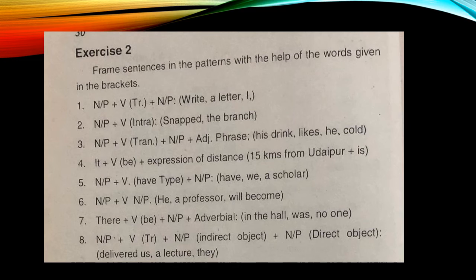Then you have NP, that is noun or pronoun, plus verb transitive plus object, indirect object, and plus direct object. So there are two objects in this sentence, and the words given are delivered, us, a lecture, they. So the sentence that will be formed will be they delivered us a lecture. So there are two objects, us and a lecture. Us is the indirect object and a lecture is the direct object.